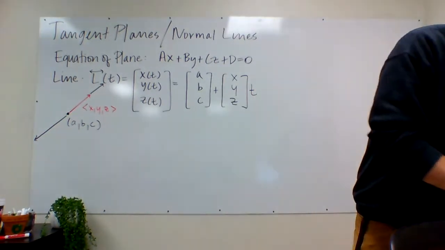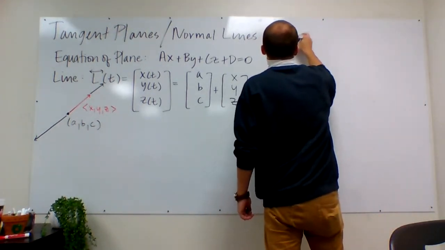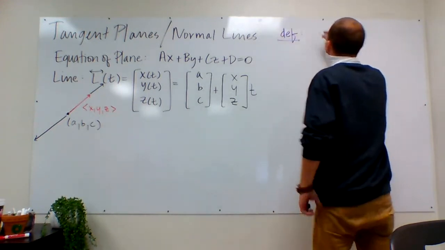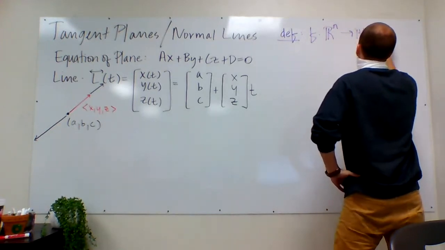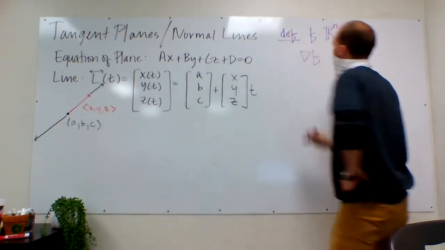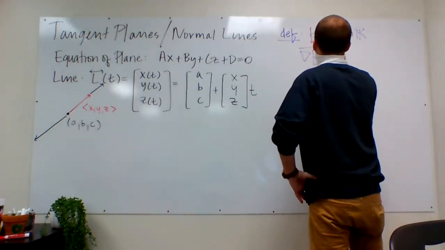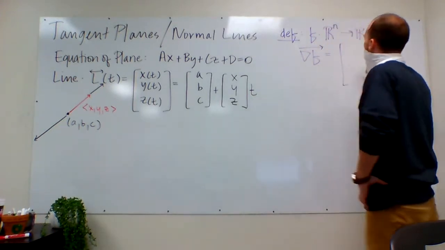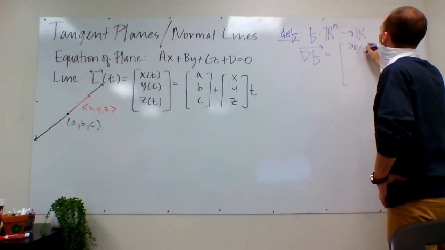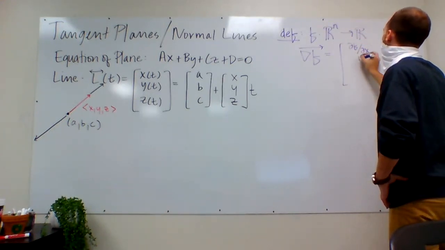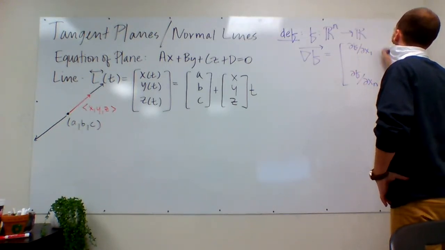Okay, now I'm going to tell you about the gradient. Let f be a function that takes R^n into R. Then the gradient of f, which we use an upside down triangle for, is the vector composed of all of the partial derivatives. So the partial of f with respect to x1 all the way down to the partial of f with respect to xn.